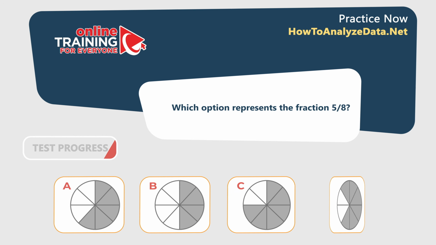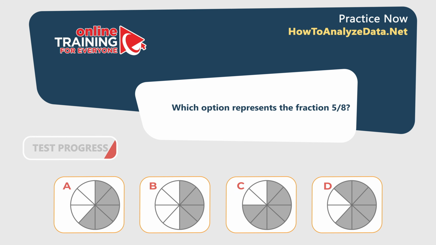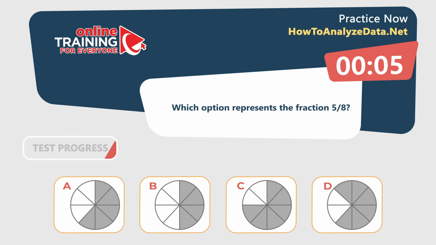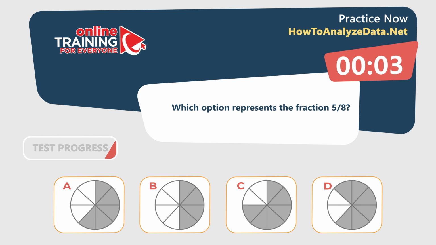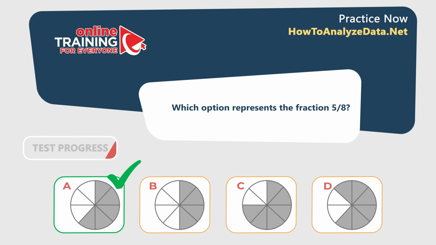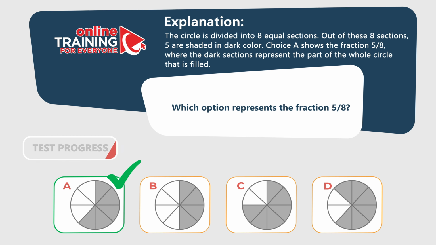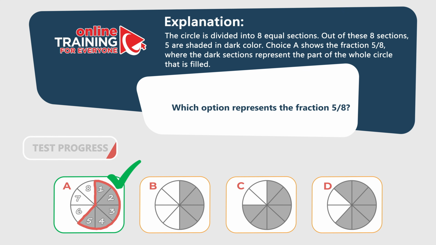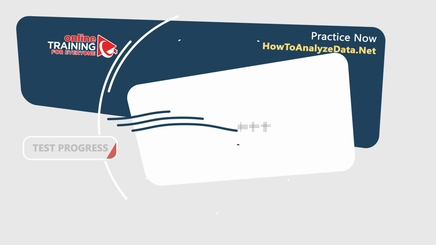Which option represents the fraction of 5/8? Your choices for the answers are A, B, C, and D. The correct answer is choice A, and here's why. The circle is divided into 8 equal sections. Out of these 8 sections, 5 are shaded in darker color. Choice A shows the fraction of 5/8, where the dark section represents the full part of the whole circle that is filled.